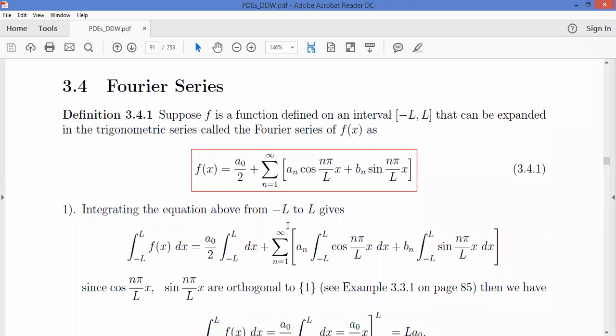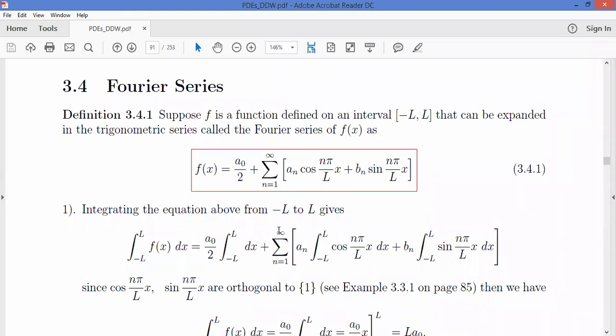The general definition of a Fourier series. You can see the definition is associated with what we have just discussed the other side. So here, be mindful of the series. We are summing from n equal to 1 to infinity.